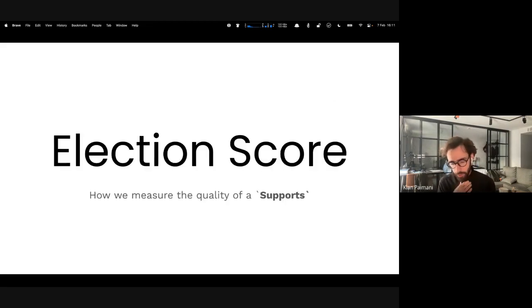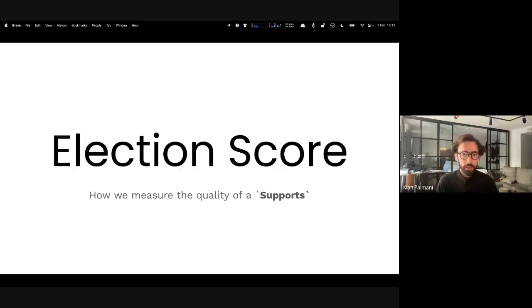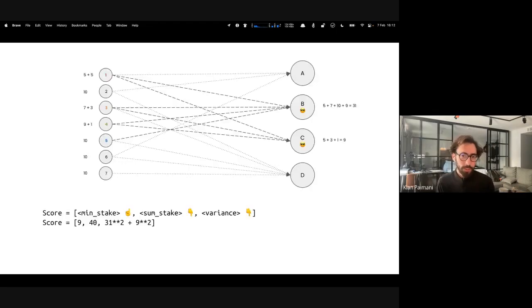So now let's talk about election score. Let's say I propose this result, this outcome, for an election, and how do we evaluate it? This is a little bit Polkadot specific at the moment, and it's part of the protocol that we optimize for certain criteria that I will get into, but in principle, it can be anything.